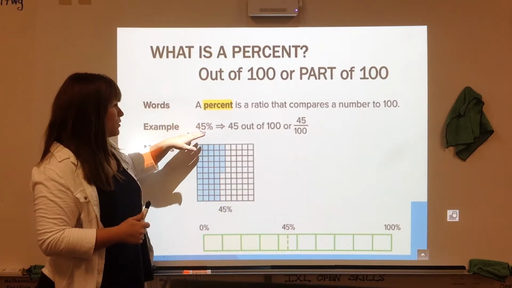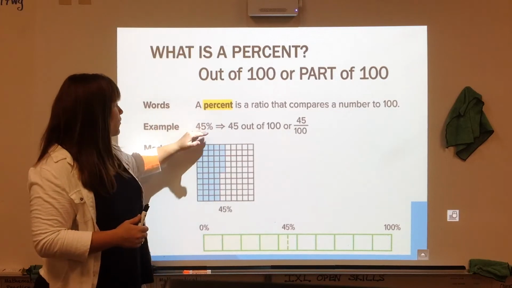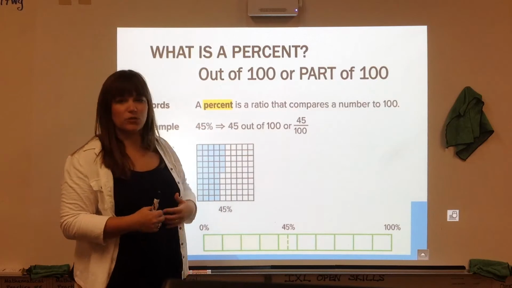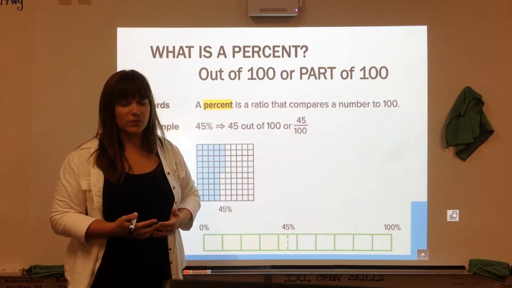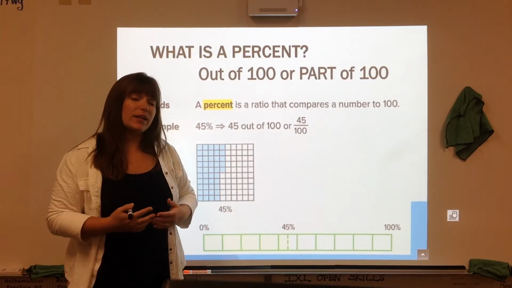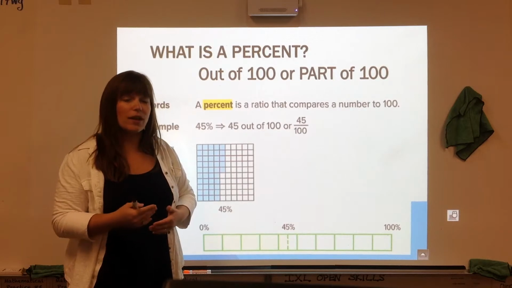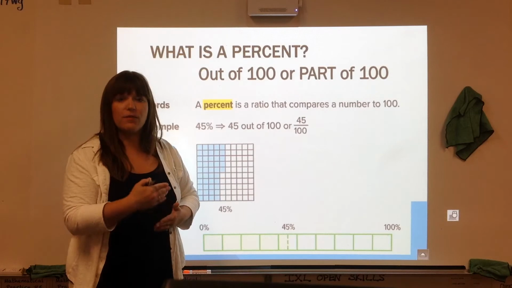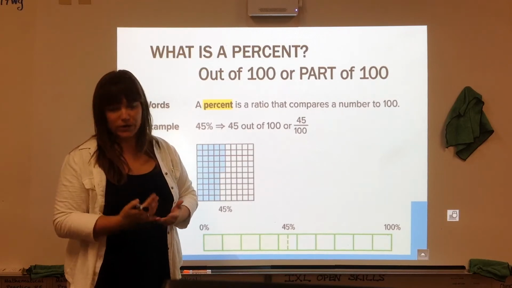So here's an example. This is straight out of your workbook. 45% is 45 out of 100. So say you had a test that had 100 questions and you got 45 of them correct. You would have 45 right out of the total 100.